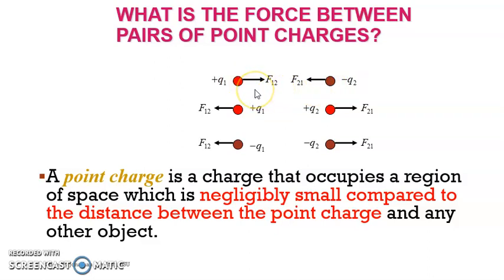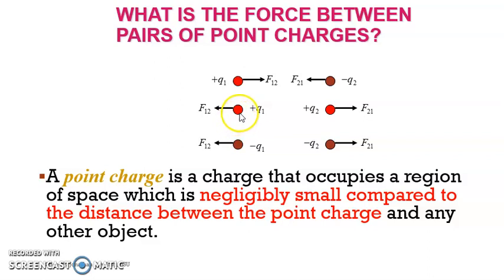Now the force of attraction between these two can be represented. q1 will exert a force on q2, and again there will be a force f21, where q2 will exert a force on q1.